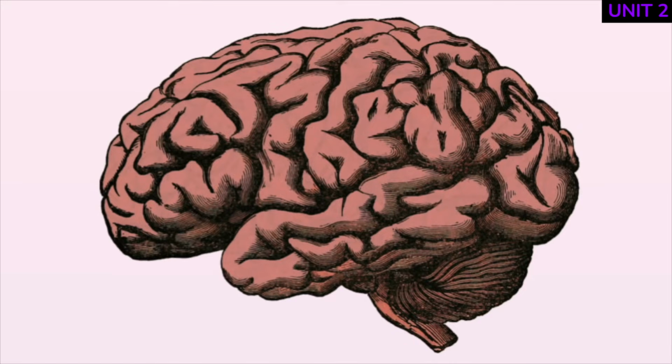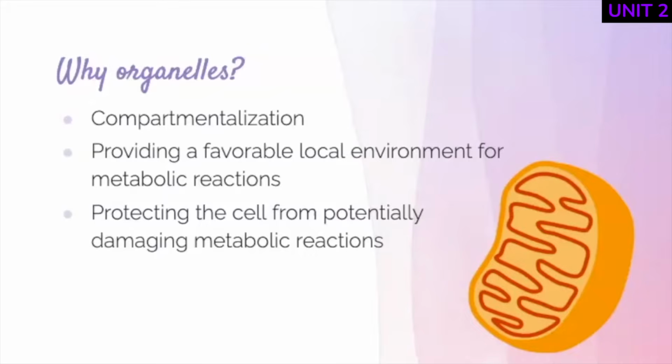Humans, for example, have a brain that has a good example of surface area increase with all of its folds, gyri and sulci. So why are organelles important and why do we even have them? Again, there is compartmentalization. Each particular compartment within the cell has a specific function it needs to perform. It provides a favorable local environment for metabolic reactions.